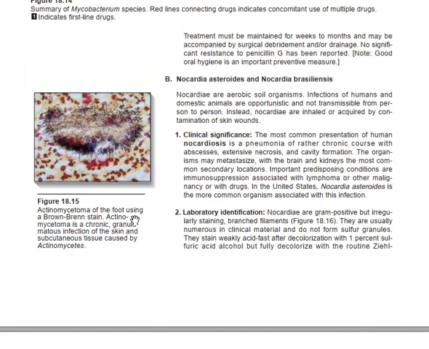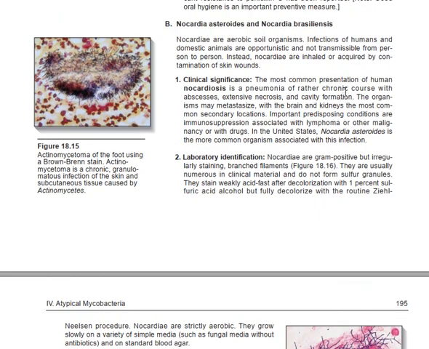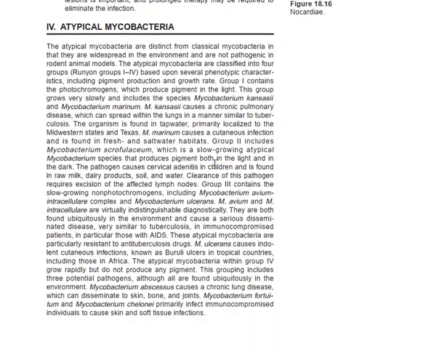The next microorganism you're going to see is Actinomycetoma. Examples of actinomycetes are Nocardia asteroides and Nocardia brasiliensis. This is a diagram of Nocardia that you can visualize here. Nocardiosis is a rather chronic pneumonia that results in abscess formation, extensive necrosis, and cavity formation. Is it clear? So that is for Nocardia.